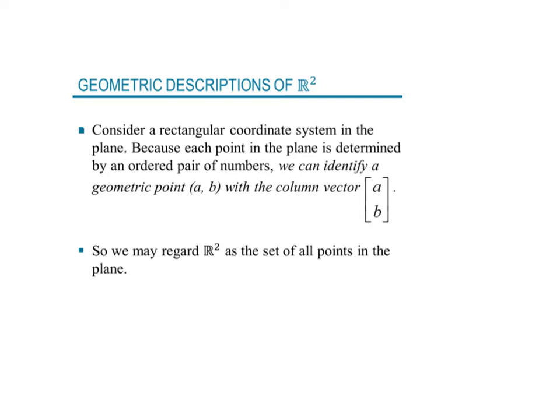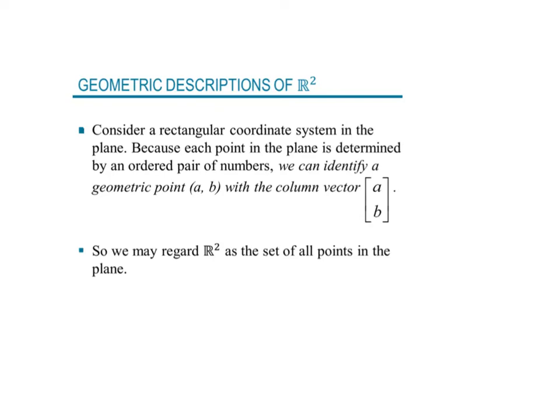So now we talk about a geometric description of R2. What does it look like visually? Right, our rectangular coordinate system that you've seen for years in math classes. Consider that in a plane, because each point in the plane is determined by an ordered pair of numbers. We can identify the point (a, b) with the column vector a, b. So taking that and connecting those two pieces together, our R2 that we're referring to in this section is the set of all points in the plane, in the xy plane. However, in our text, they refer to it as the x1, x2 plane.